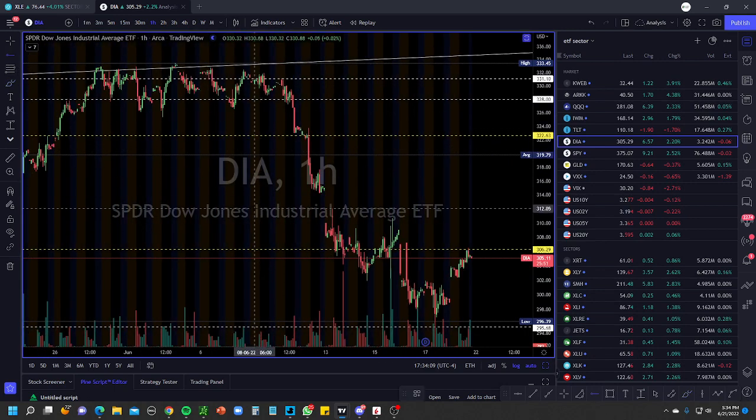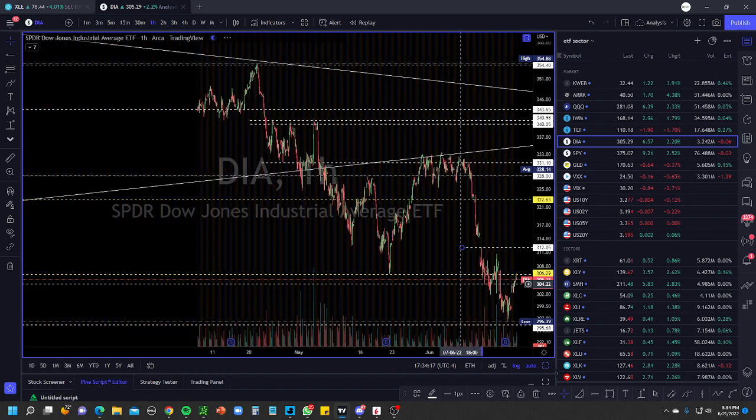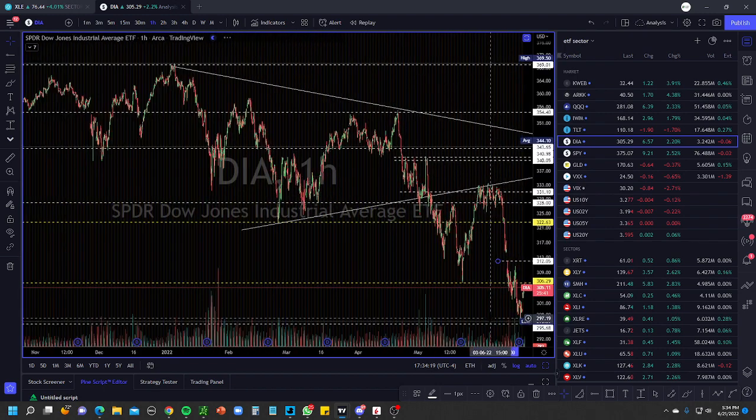If I'm looking for an upside trade, I want to see a break above 312. 312 rush to 322 would be a quick 10-point move to the upside. To the downside, if it breaks below 295, we can easily get a break to 285. Okay, so that's the Dow Jones here.